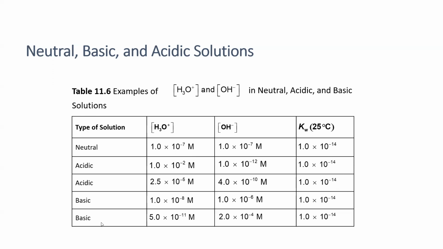In a basic solution, we will have relatively larger amounts of hydroxide ion concentration, or it will be larger than 1.0 times 10 to the negative 7. Note that 10 to the negative 6 and 10 to the negative 4 are larger than 10 to the negative 7. So there's a larger amount of hydroxide ion and a correspondingly smaller amount of hydronium ion in those basic solutions. And again, given one of these values, we can calculate the other using the equation where these two multiplied together is always equal to this constant.